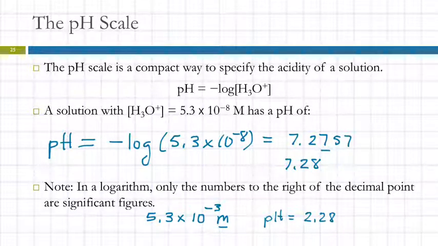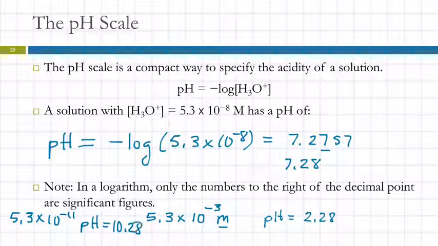So let's do, what if it was 5.3 times 10 to the minus 11? 10.28. I didn't use a calculator. No, I did not plan this ahead of time.